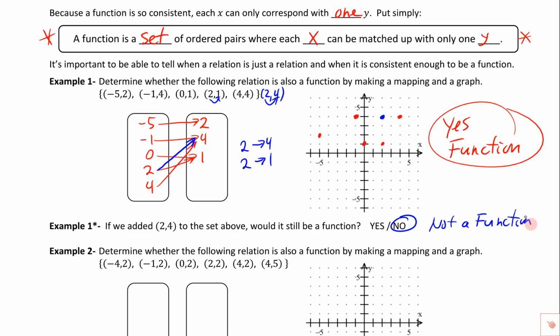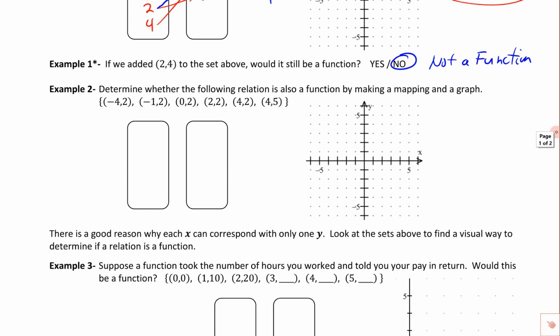It's not a function because 2 corresponds to 2 different y values. It corresponds to 4 and it corresponds to 1. I'm going to write that this way, just so we can highlight it. And these 2 are right on top of each other. They have the same x value, but on this one we only go up 1, and on this one we go up 4. So they're stacked right on top of each other.